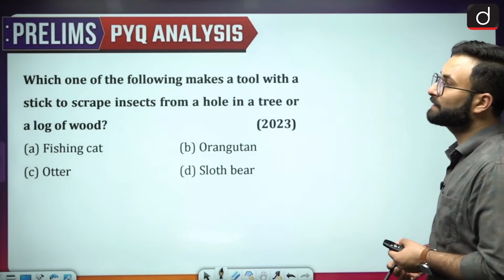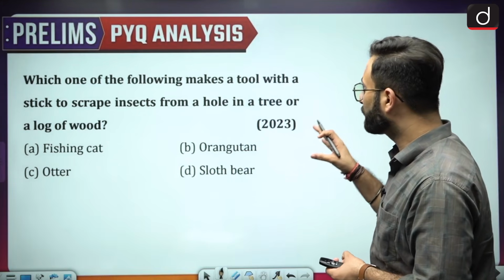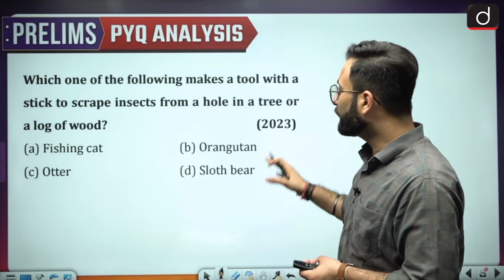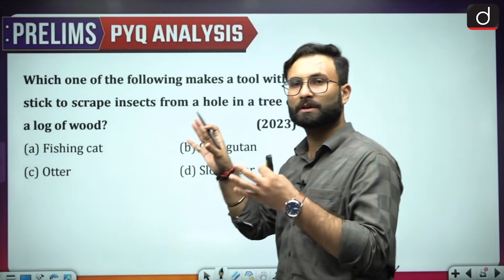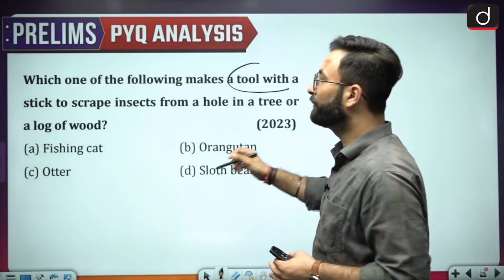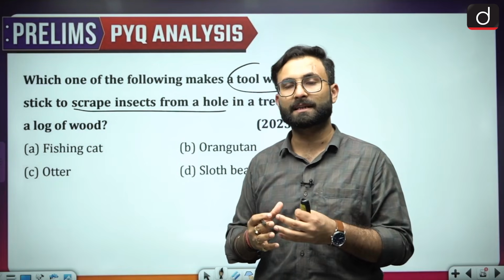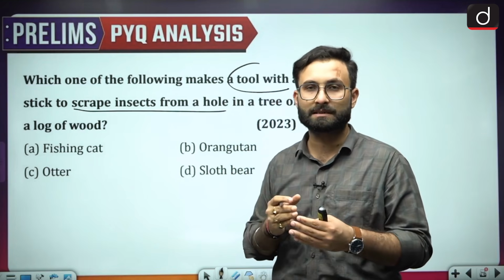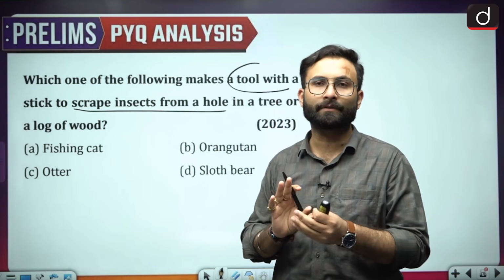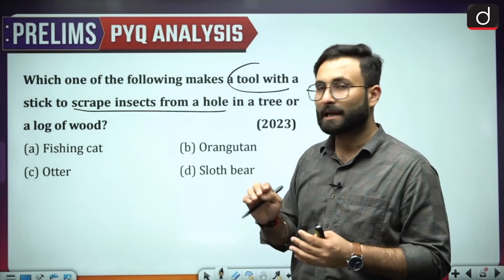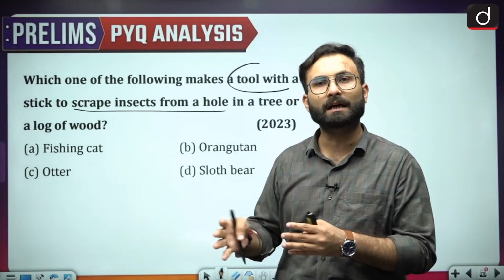Coming to the next one, which one of the following makes a tool with a stick to scrape insects from a hole in a tree or a log of wood? Fishing cat, orangutan, otter, or the sloth bear? Now, if they are saying that this particular animal is making a tool with a stick to scrape insects from the hole, then the species must be able to make a tool, which means that their hands would be developed. Like humans, they might have developed thumbs. So considering that, you might say that it can be a primate, like a monkey or the gorilla, something like that.